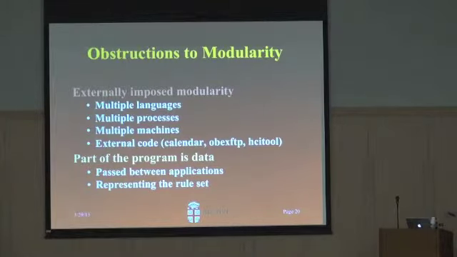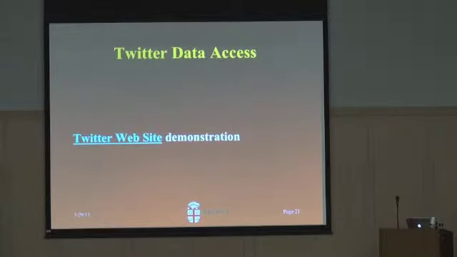Part of the program is data. How do you modularize the data? Data is just as important as code in this case. It's passed between applications, and it's representing the rule set. Okay, so that's the second application and where I have problems with modularity.